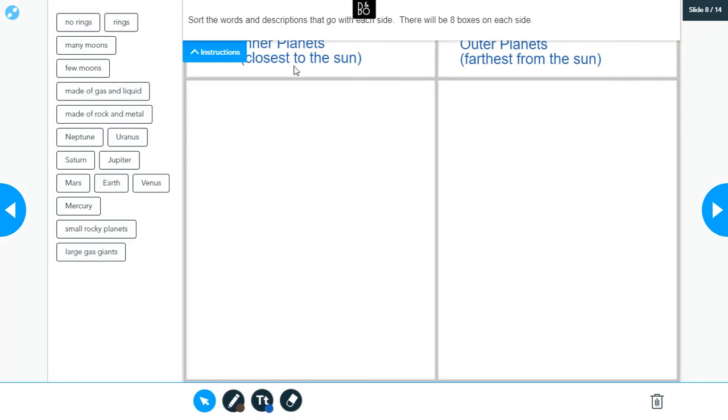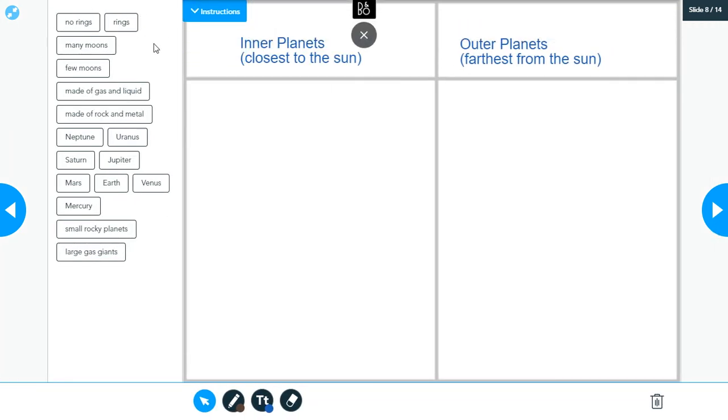All right, for this next activity, here is your word bank. You have no rings, many moons, few moons, made up of gases and liquids, made up of rock and metal, Neptune, Uranus, Saturn, Jupiter, Mars, Earth, Venus, Mercury, small rocky planets, large gas giants. You are going to sort these out. So take a moment, pause the video. Here is your word bank, and you are going to tell me what inner planets have what characteristics and are what planets, outer planets have what characteristics and are what planets.